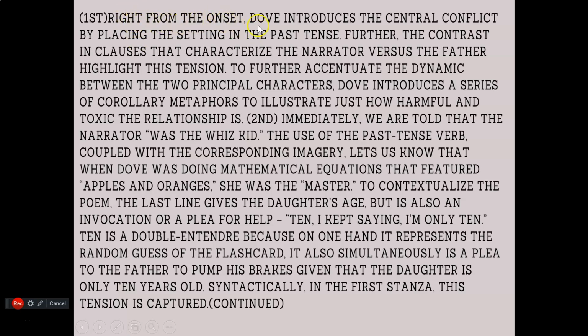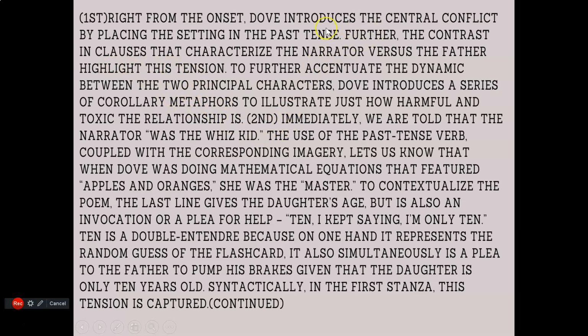Right from the onset, Dove introduces the central conflict by placing the setting in the past tense. Further, the contrasting clauses that characterize the narrator versus the father highlight this tension. To further accentuate the dynamic between the two principal characters, Dove introduces a series of corollary metaphors to illustrate just how harmful and toxic the relationship is. So what I do is have my students actually put ribbons around their trunks. So let's do this here. We got conflict, we got setting, we got characterization, and then the other thing we have to talk about are these metaphors. We should go in that order if we're going to have a chronology and a sequence.